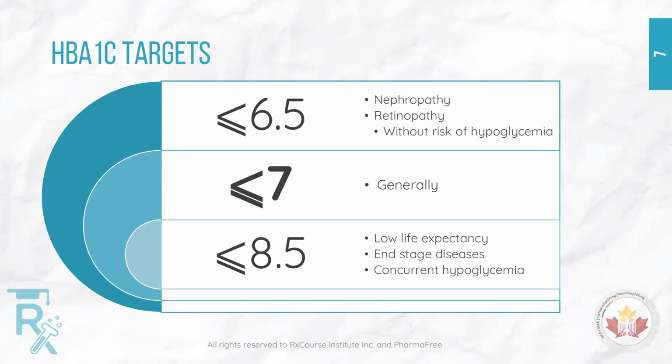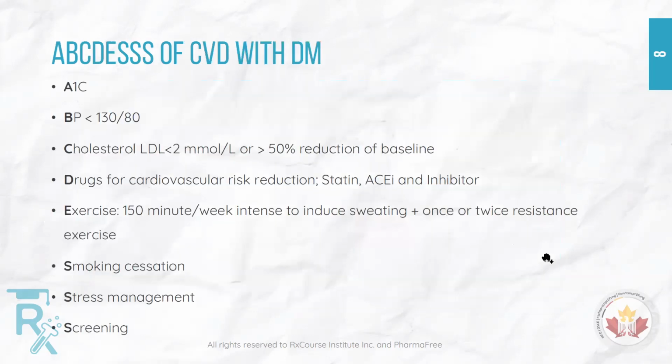In certain populations, I might accept an HbA1c of 8.5 or less, and this happens in very old people who have a low life expectancy, or if they have end-stage disease. At that point, I can be more flexible with HbA1c up to 8.5. Okay.